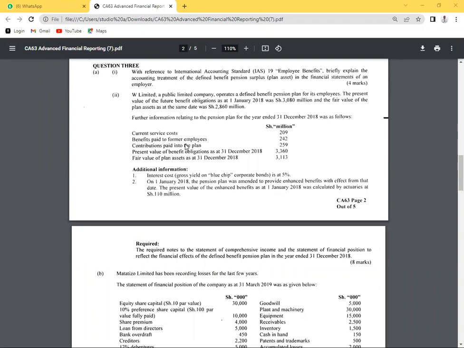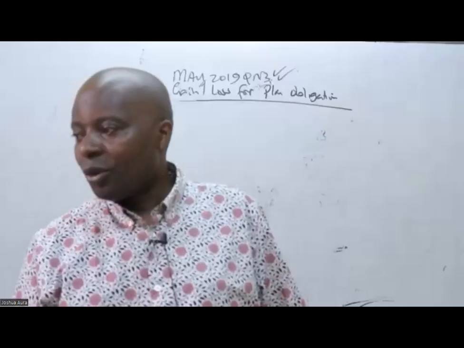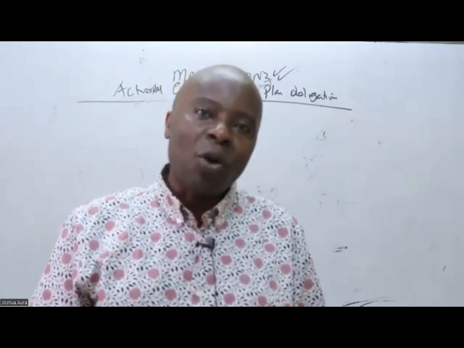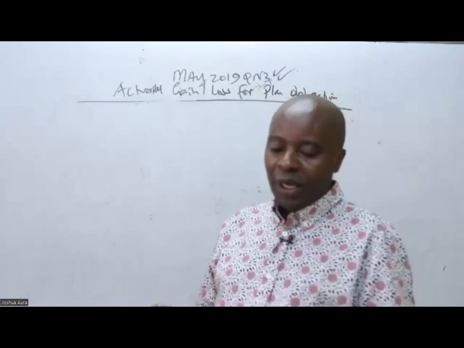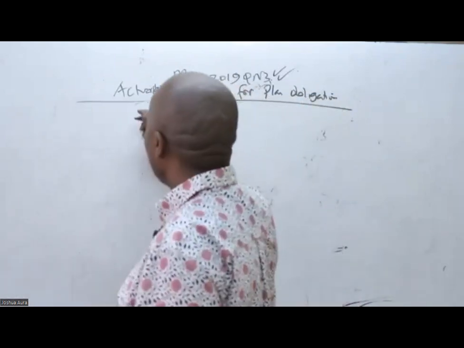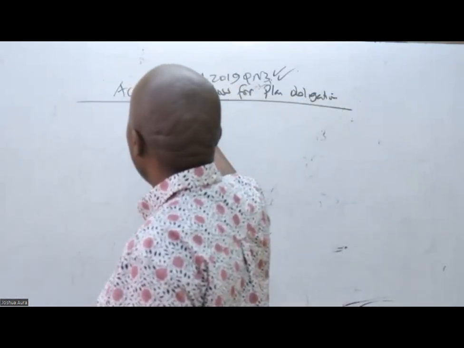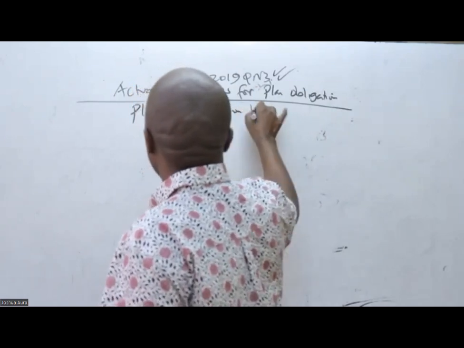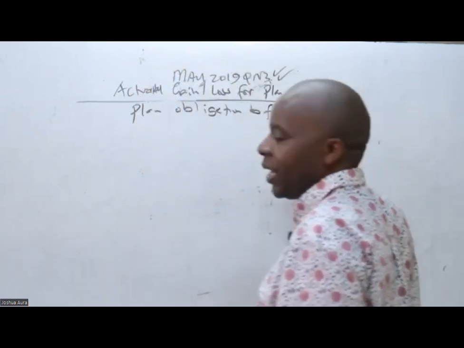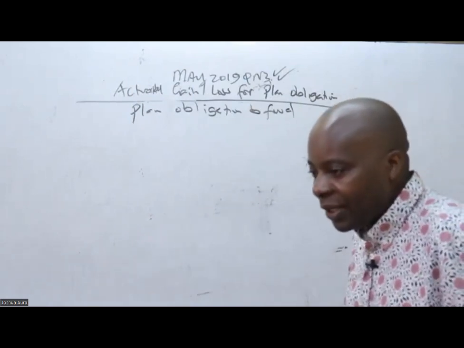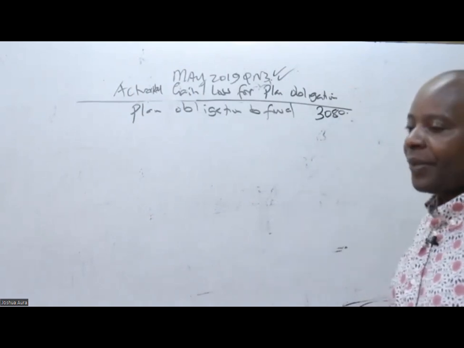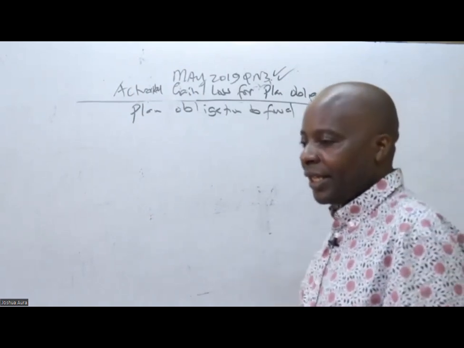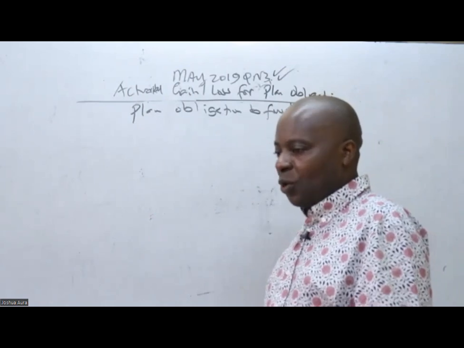So where do we start, ladies and gentlemen? Of course we start with the obligation brought forward, where we began from. Give us the plan obligation brought forward. Are you able to see that figure? Willy Velma tells me it is 3080. That is what was brought forward.